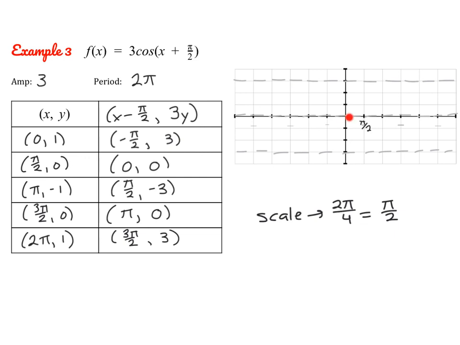So remember, cosine usually starts at the maximum, so it will still do this. However, we do have that shift to the left pi over 2. So our first coordinate is at negative pi over 2, 3, and then 0, 0, pi over 2, negative 3, pi, 0, and 3 pi over 2, 3. So it follows that same pattern: top, middle, bottom, middle, top. And that's one full period of this function.